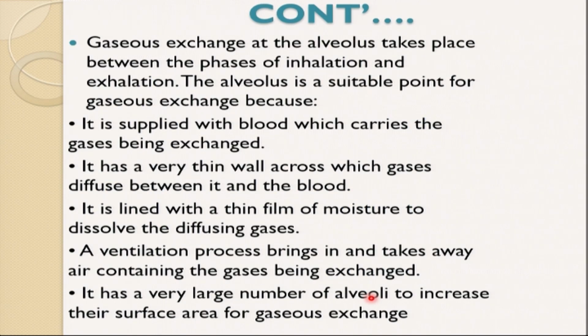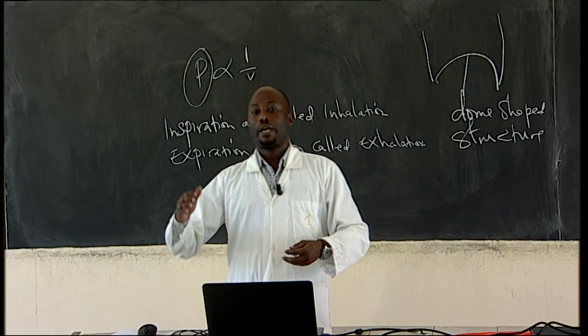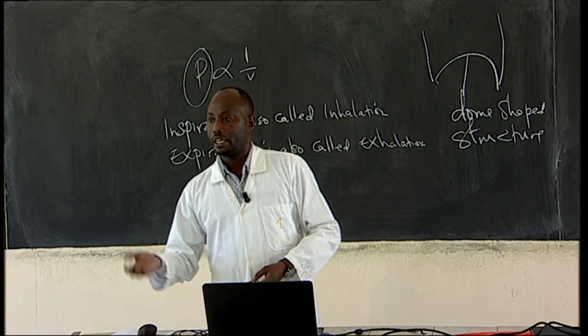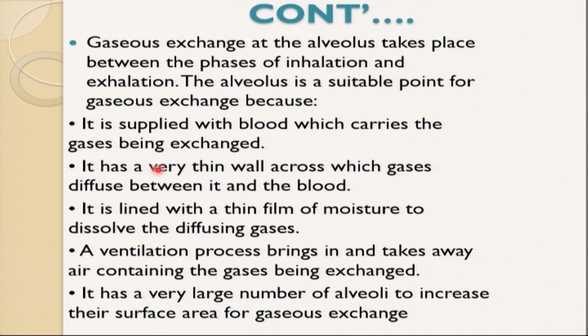Gaseous exchange at the alveoli takes place between the phases of inhalation and exhalation. The alveolus is a suitable point for gaseous exchange because of the following. Why do we say that the alveolus is suitable for gaseous exchange? Number one, it is supplied with blood which carries the gases being exchanged, oxygenated and deoxygenated. The walls are very thin for easy diffusion, across which gases can diffuse between the alveolus and the blood.